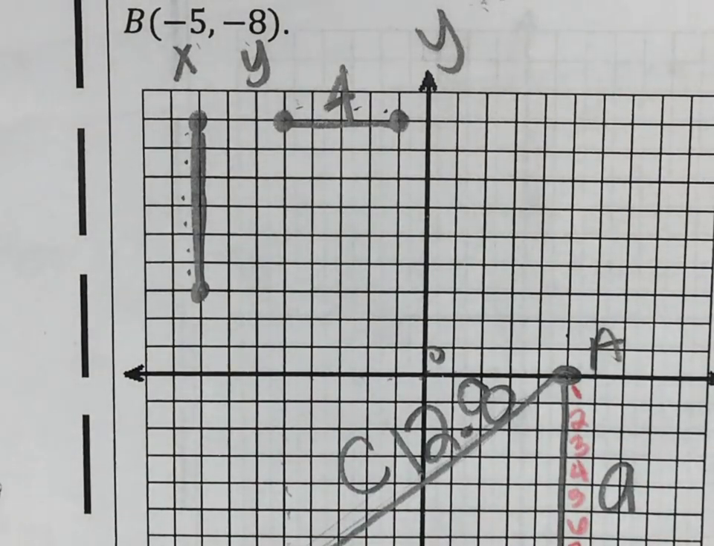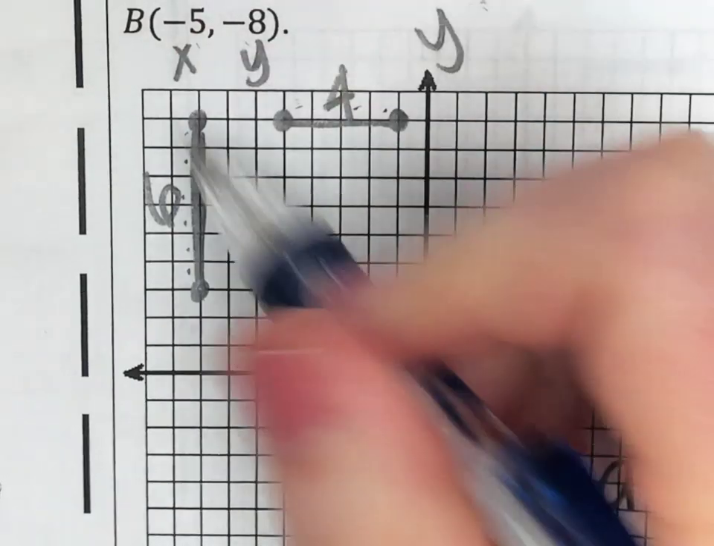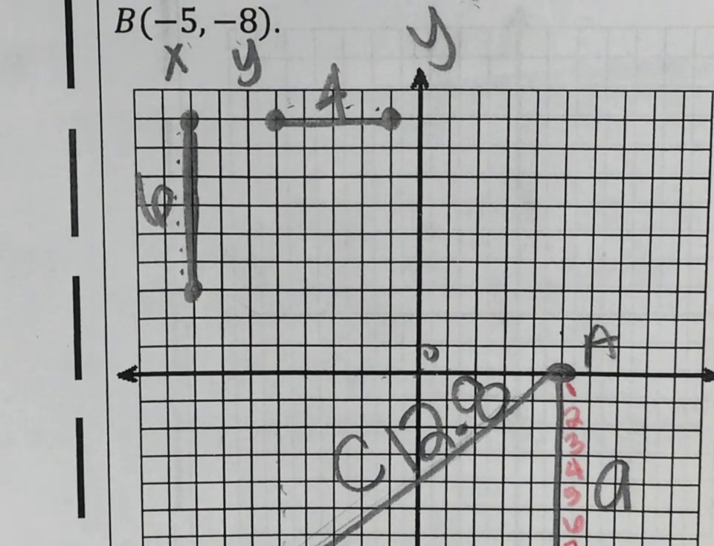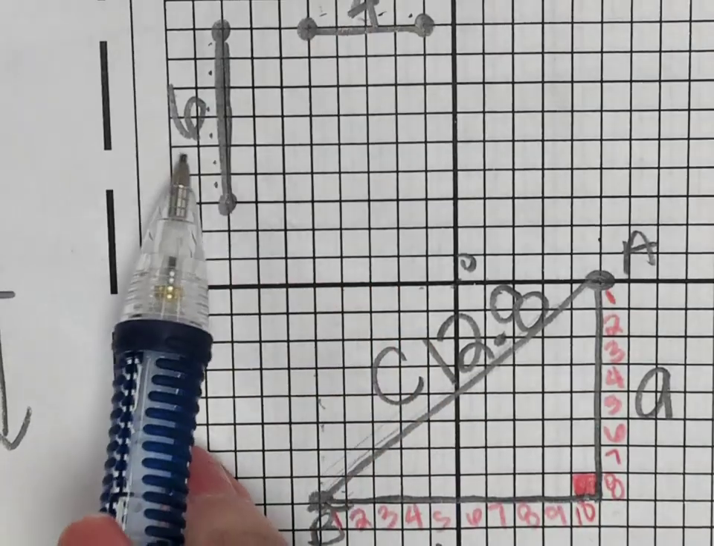It is 6 long. Do I need to make a right triangle? No. If you guys plot two points and you have a vertical line or a horizontal line, you just have to count the boxes. 4 or 6.